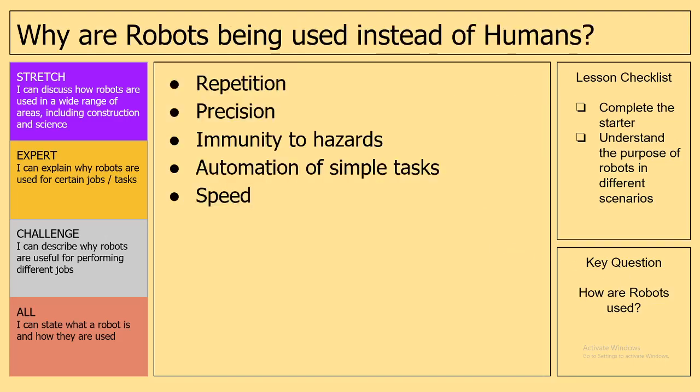So we can think about why robots are used instead of human beings. As much as it pains me to say it, human beings can be quite lazy. We're quite breakable. We're not constant as we're going through things.